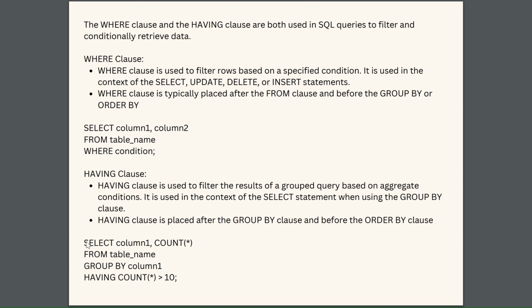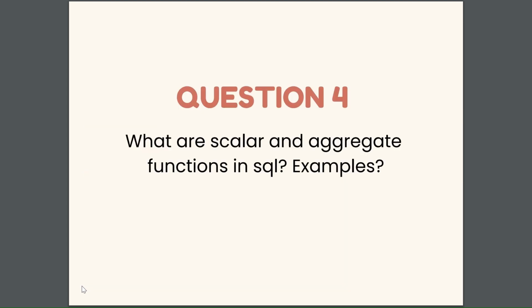So this is an example of using having clause. Here we are counting the number of records based on column 1, and from table we'll specify the table name, and after that we'll specify group by clause, and finally after specifying the group by clause and we have aggregated the data, now we want to filter that aggregated result. That time we will use having clause. And here we have finally specified a filtering condition based on having clause, that is having count of star greater than 10.